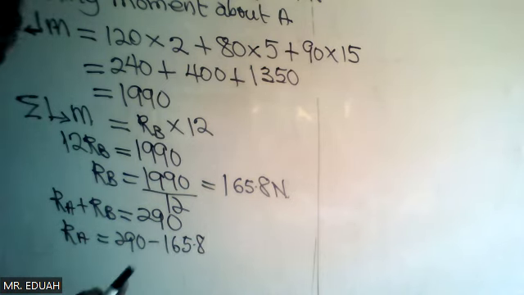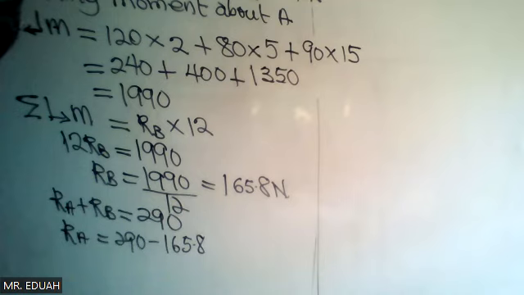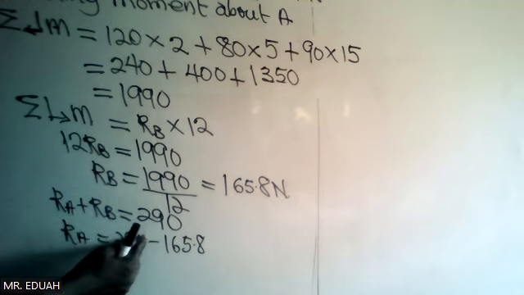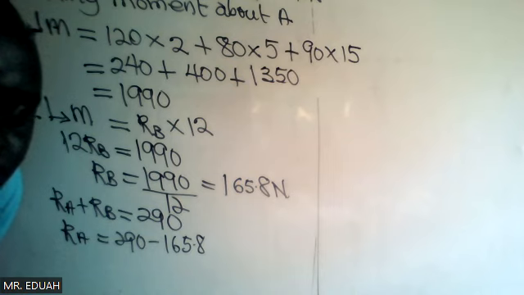So what you need to do is to use the reaction at the other end. When you finish, then you use this to test whether your answers are correct, because when you sum RA and RB, it must be equal to 290. If it's not equal, then nobody will tell you that you are wrong.